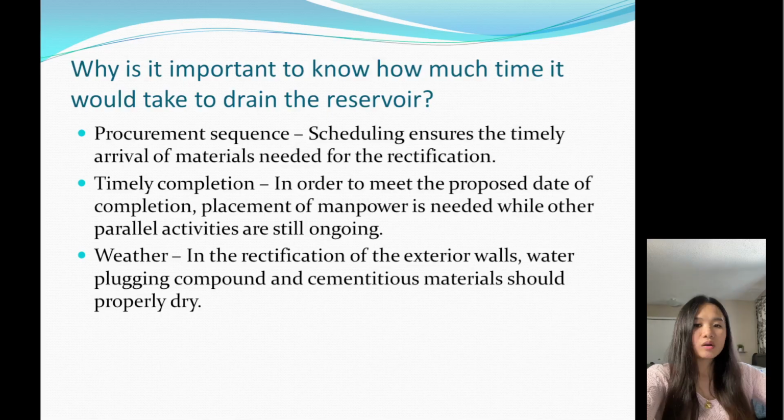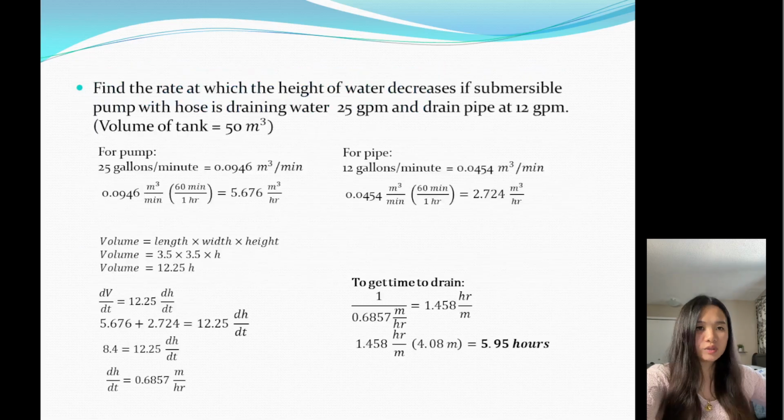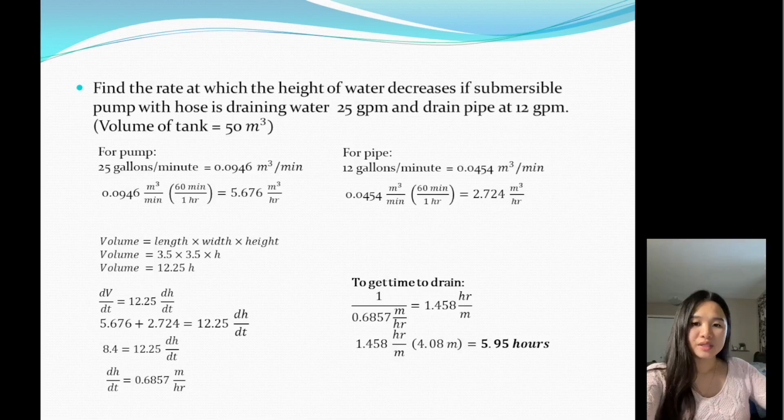So let's get to the computation. So find the rate at which the height of water decreases if submersible pump with hose is draining water at 25 GPM or gallons per minute, and the drain pipe at the bottom is draining at 12 gallons per minute. So the same as the previous example, the equations are the same, except that for dV over dt, we added 5.676 from the pump and 2.724 from the pipe. So here we got the total time to drain, which is 6 hours.